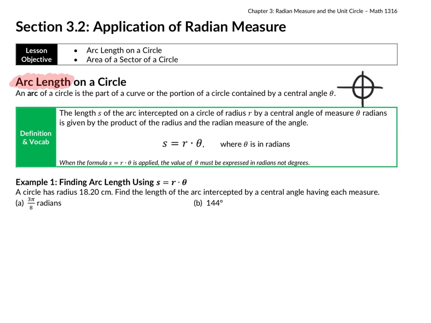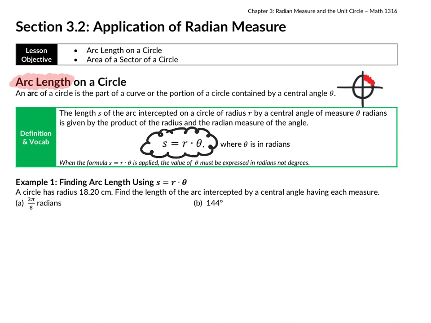Now there's a formula for arc length, which may pop up on a formula quiz next class. It says that the length S, so arc length is represented by the letter S, of the arc intercepted on a circle of radius r, and a central angle of measure theta in radians is given by the product of the radius and the radian measure. So basically, arc length is equal to r times theta.